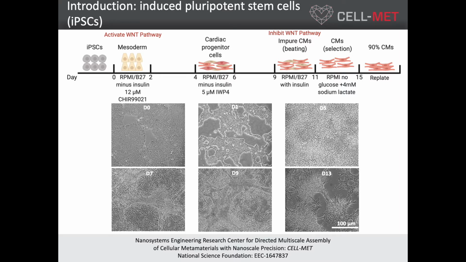We select for cardiomyocytes specifically using metabolic selection. So what we do is we remove all glucose from the medium and we add lactate, because cardiomyocytes can survive on lactate, whereas the non-cardiomyocytes cannot. So the non-cardiomyocytes will start to die off, leaving you with a more pure culture, which you can see in day 13.